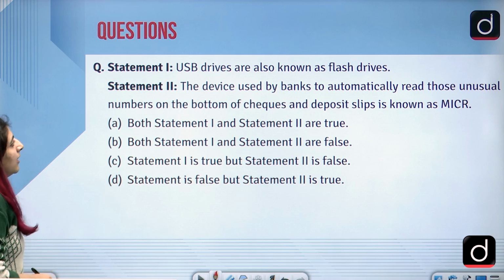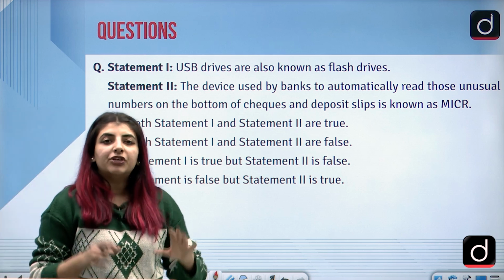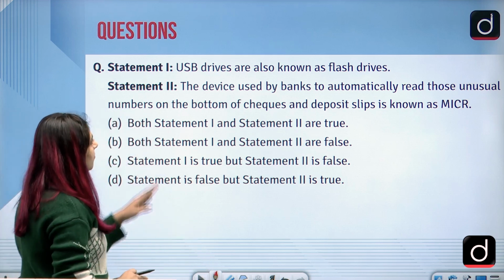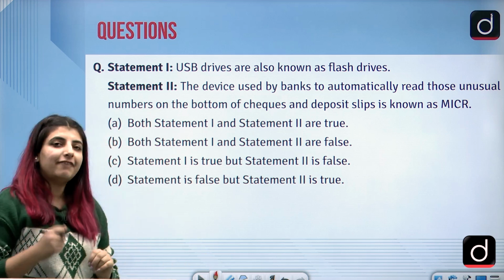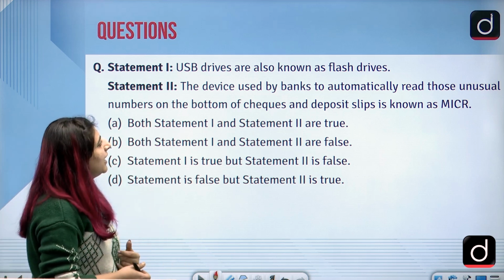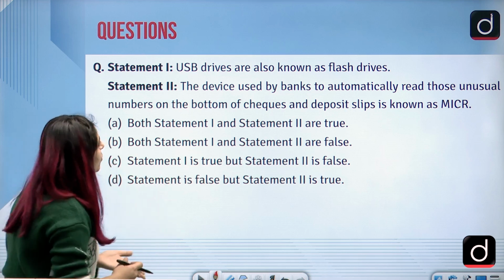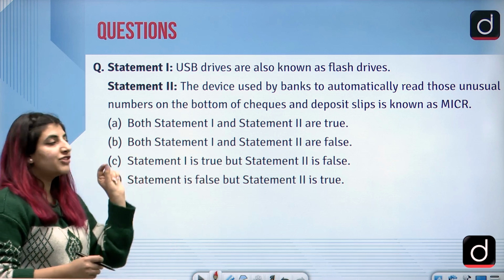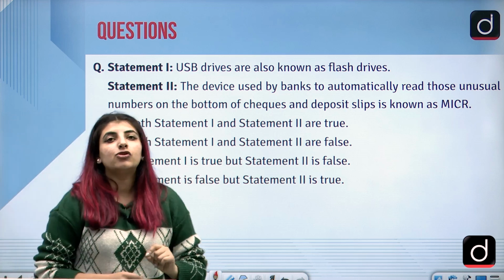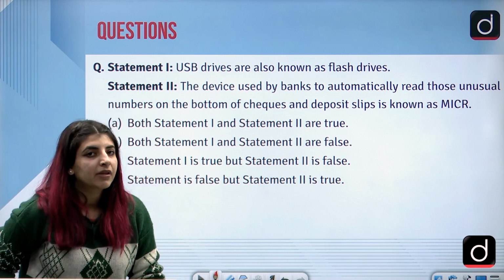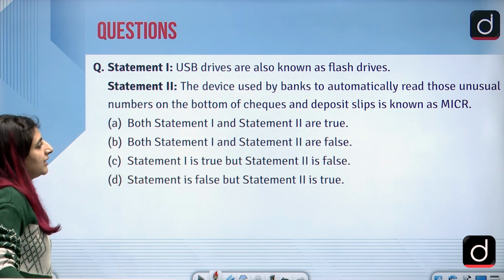Correct? Then I have another question, which is a statement based question. Statement 1: USB drives are also known as flash drives. Statement 2, on the other hand, says the device used by banks to automatically read those unusual numbers on the bottom of checks and deposit slips is known as MICR. So pause your screens and answer this question.